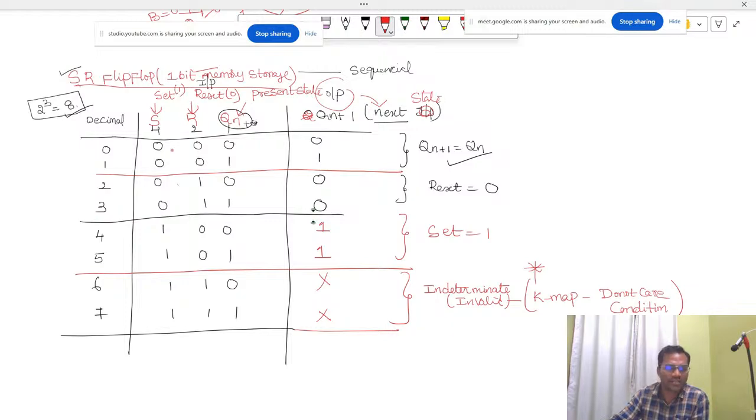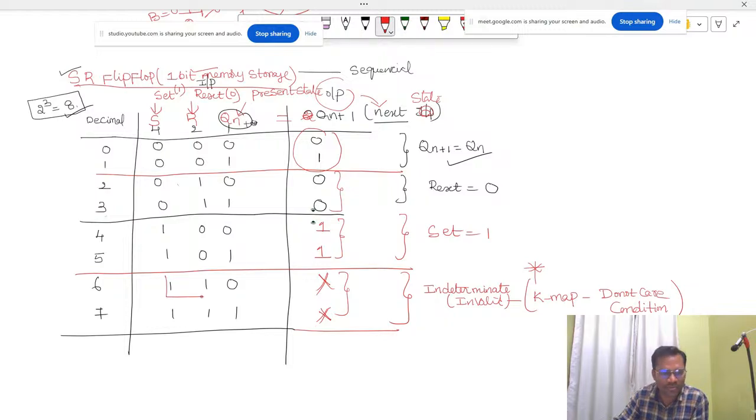So how many inputs are there? All zeros. Next one, 0, 0, 1. For these two combinations, what is the output you are going to get? Qn plus 1 is equal to Qn. For the second combination, decimal 2 and 3, what is the output? 0, 0. For the next, decimal 4 and 5, what is the output? Set, 1, 1. For the next, 6 and 7 decimal combination, this is called invalid. I will teach you later.